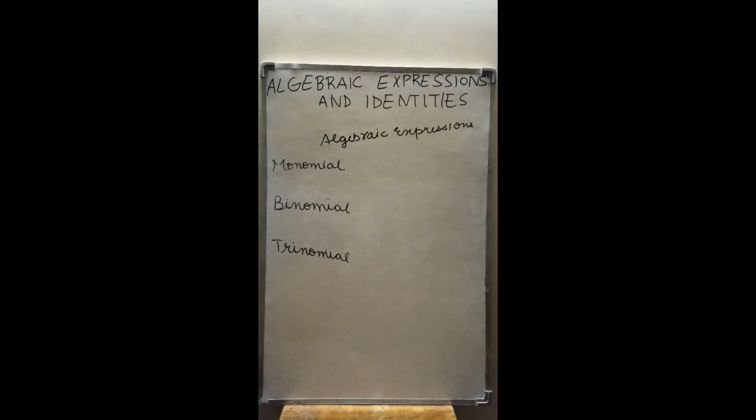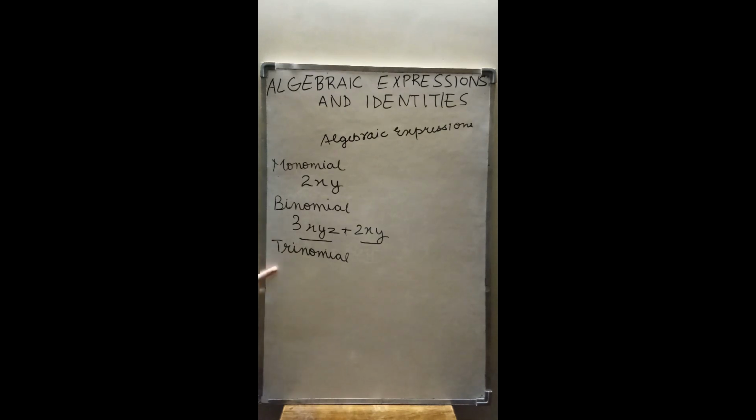Now what is a monomial? A monomial is an expression that has only one term. Let's say if I write 2xy. So this is an expression with only one term. Now what is a binomial? A binomial is an expression that has two terms. Let's say if I write 3xyz plus 2xy. So in this expression there are two terms. First term, second term. It means that this is a binomial.